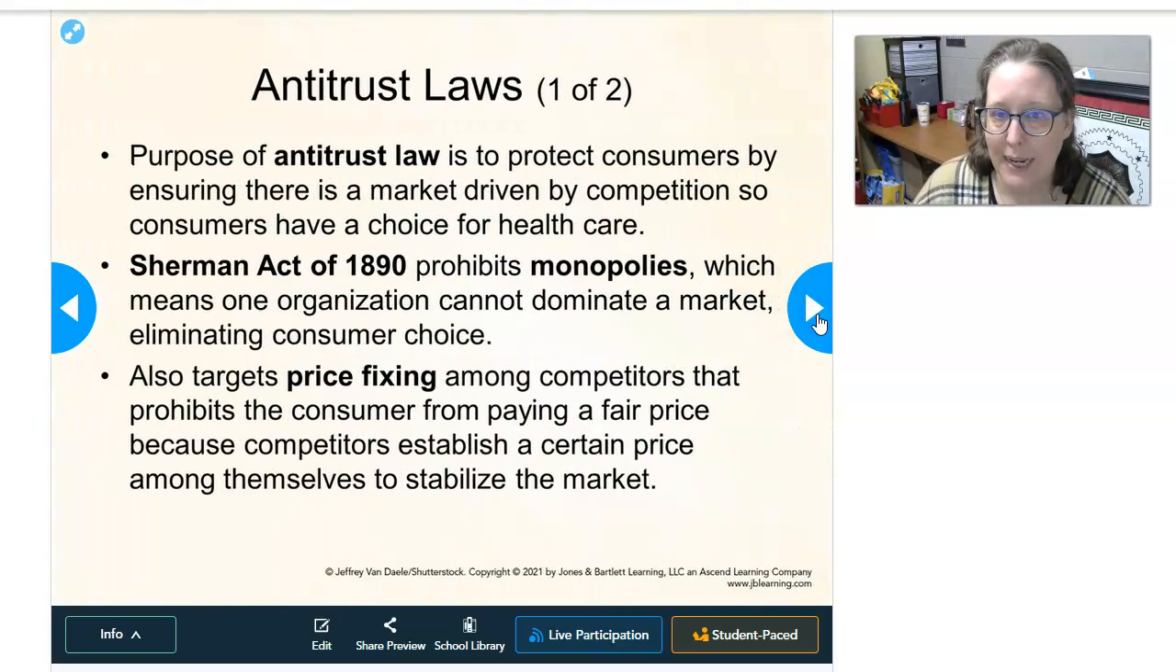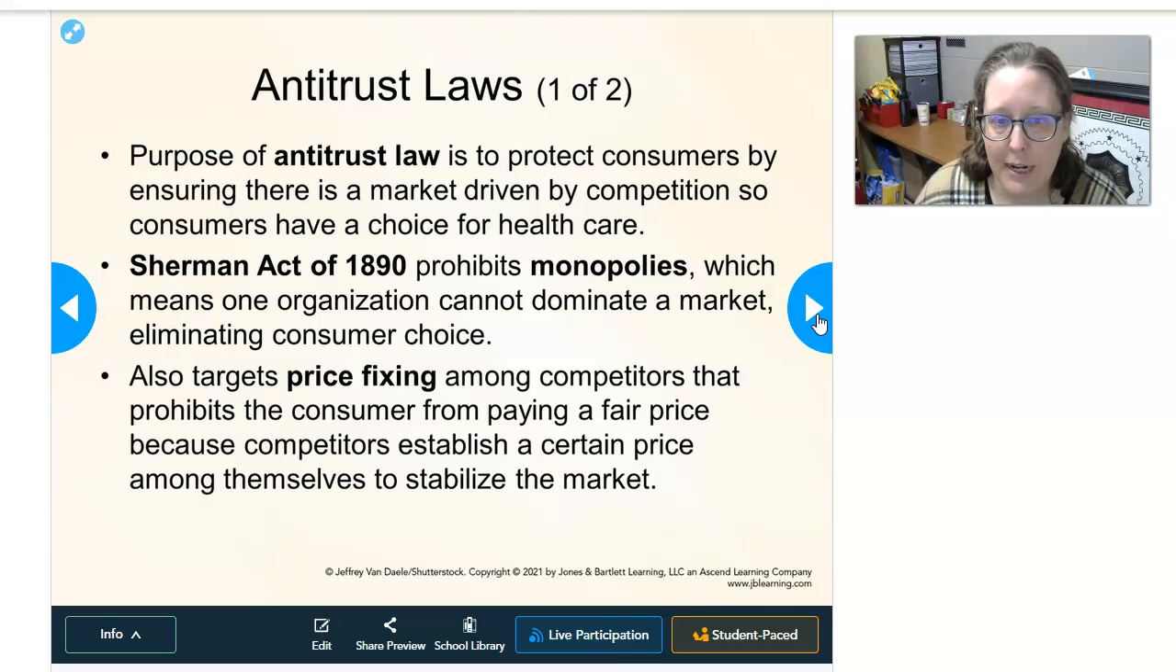All right, so some of the antitrust laws. So the purpose of an antitrust law is to protect consumers by ensuring there's a market driven by competition, so consumers have a choice for healthcare. Antitrust laws also apply to businesses. So basically, you're trying to prevent monopolies.